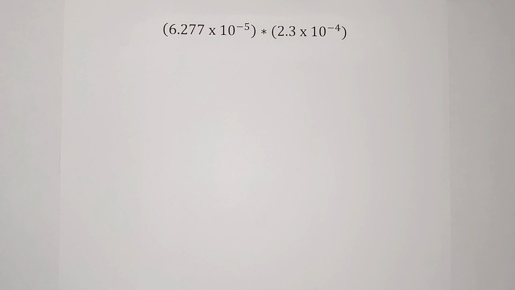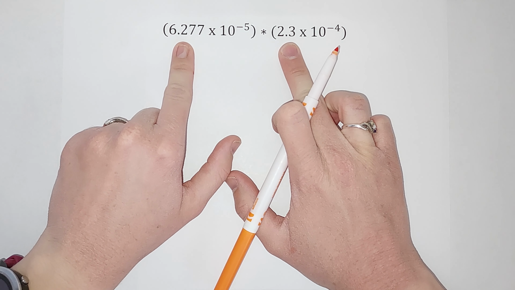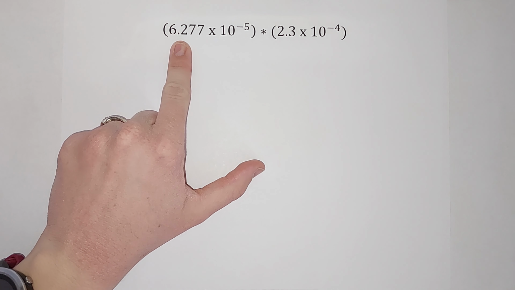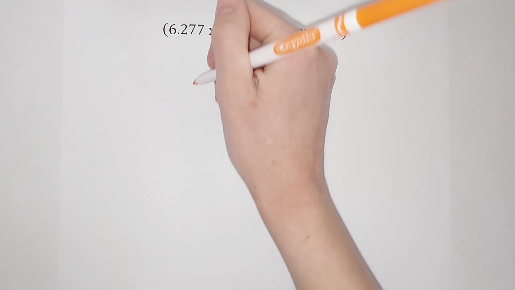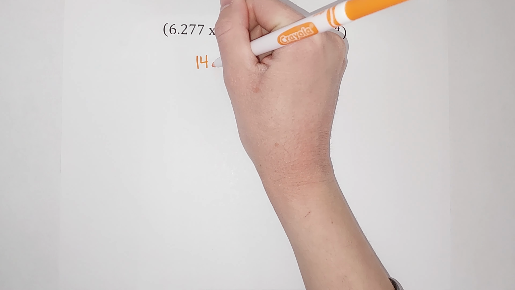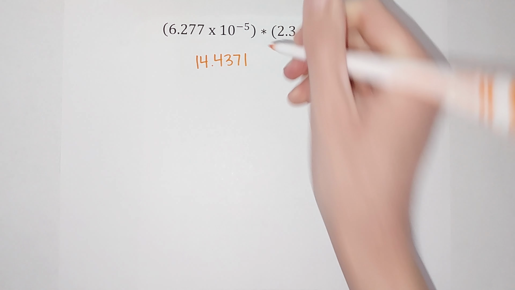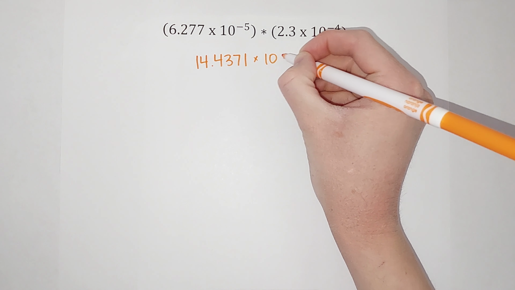So what I'm going to do is I am just going to multiply the decimals first, okay? I'm assuming your teacher will probably let you use a calculator, so I'm not going to go through it. If you aren't allowed to use a calculator, I will link a video in the corner that shows you how to multiply decimals if you need that review. Okay, but when I stuck 6.277 times 2.3 in my calculator, I got 14.4371.